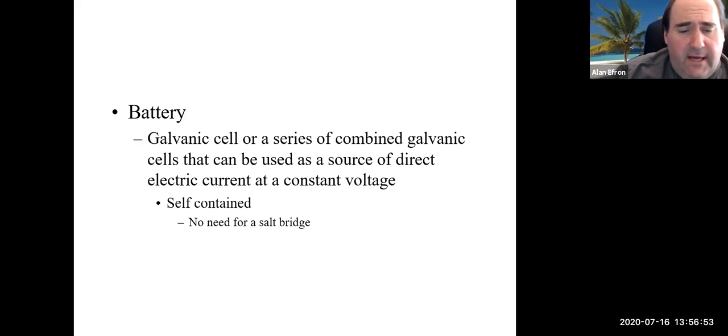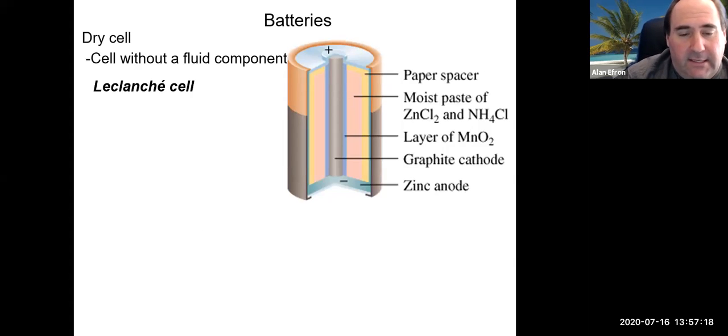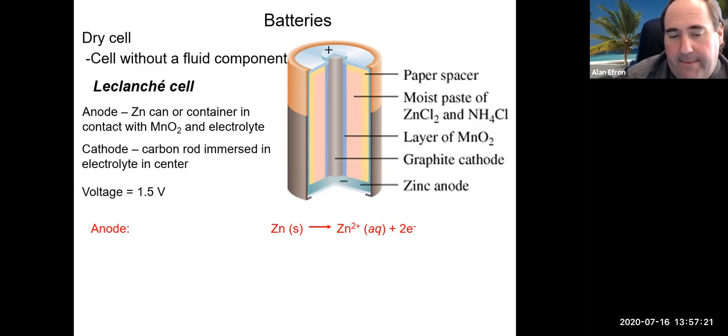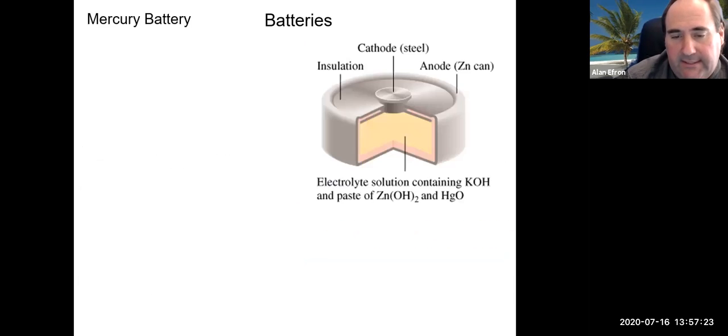But obviously there's not that traditional bridge that connects one side to the next as a separate component. So batteries are really self-contained galvanic cells. They function very similarly, but the difference is that the battery is more self-contained, and obviously allows a wider variety of use than trying to put together beakers and things. So let's take a look at some different types of batteries and some of the reactions that we see.